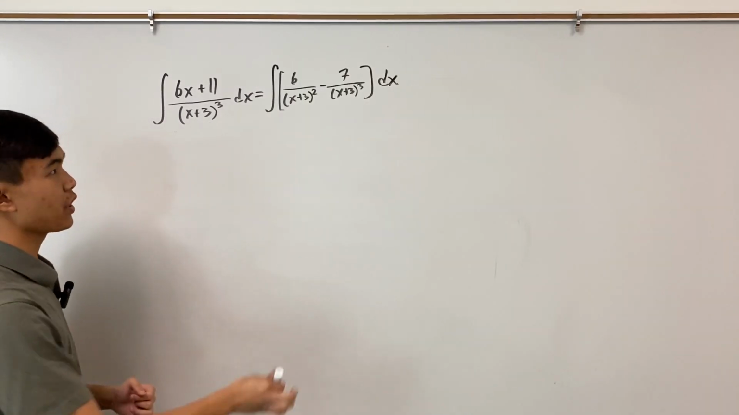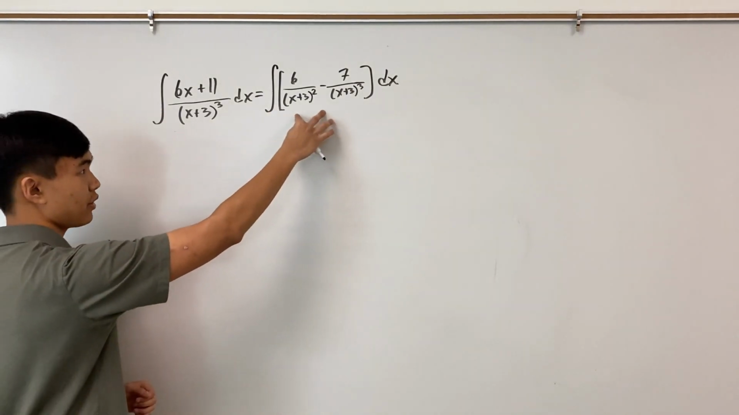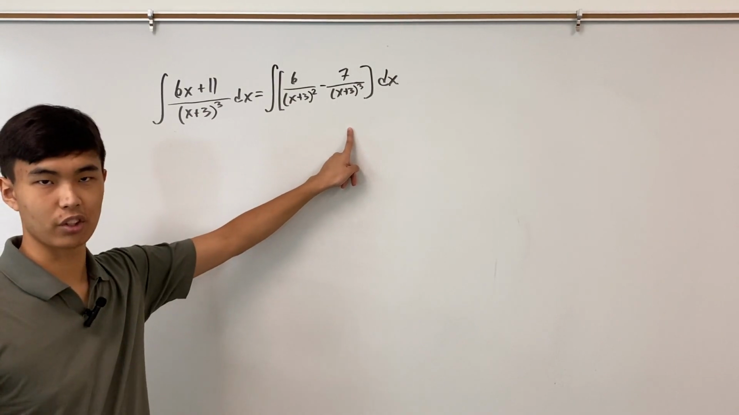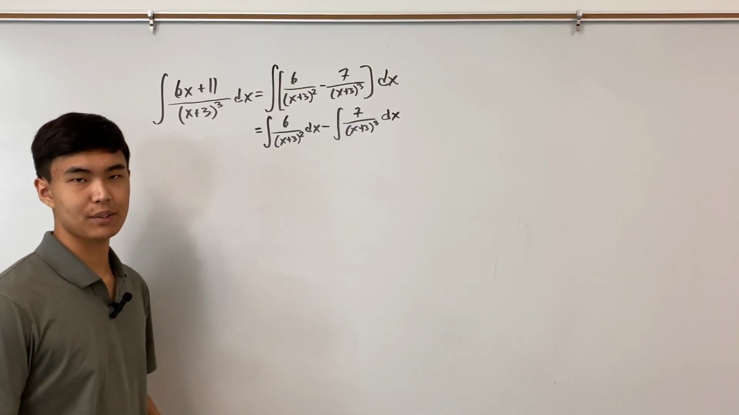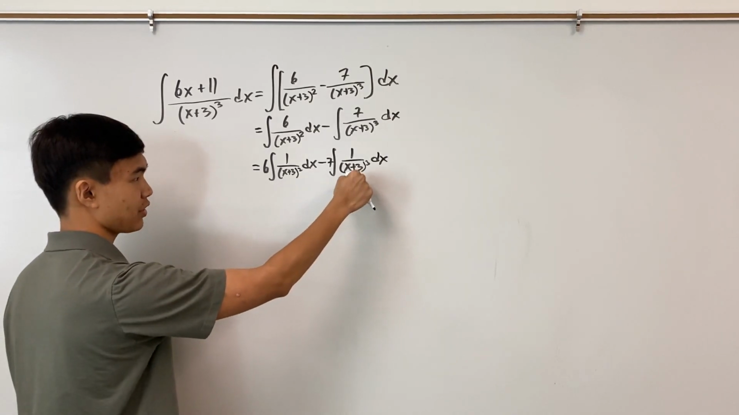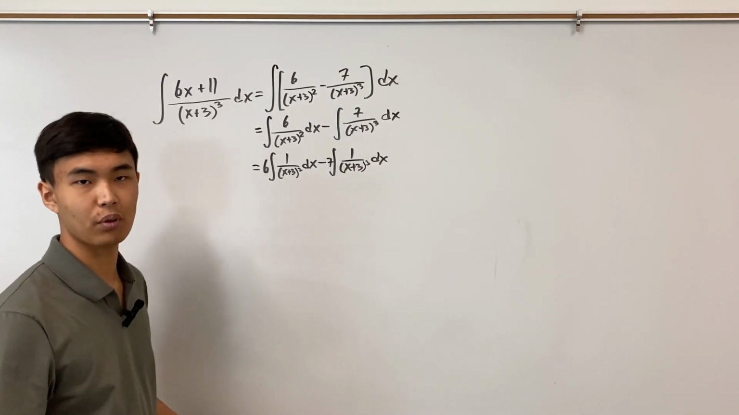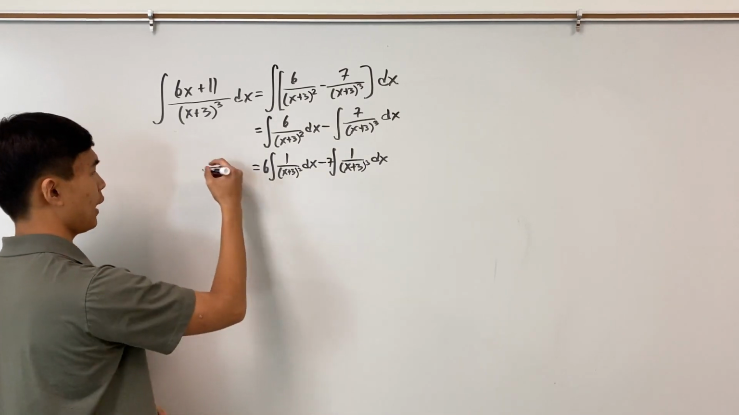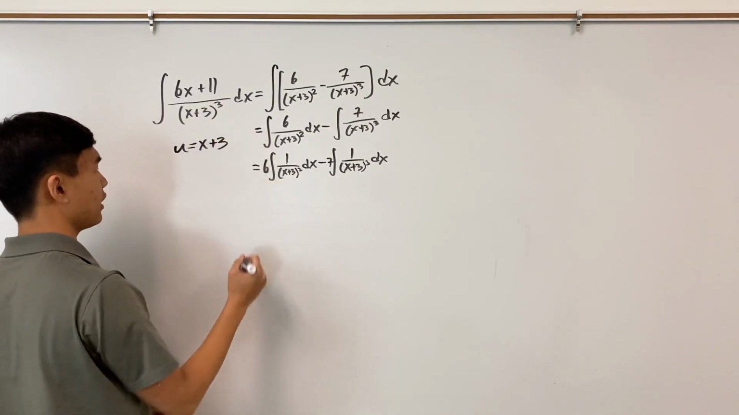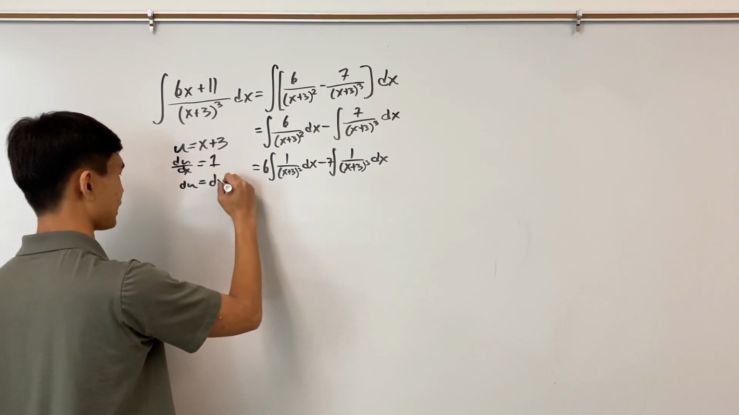And with this knowledge, we can rewrite our integrand into this. And like the last problem, I'm going to begin by separating this into two integrals. Now I'm going to bring out the constants, like so. And since this is x plus 3 here and x plus 3 here, I'm going to make a substitution for the entire problem. I'm going to say that u equals x plus 3, and so du equals dx.